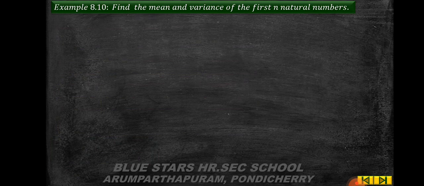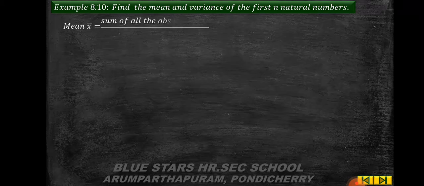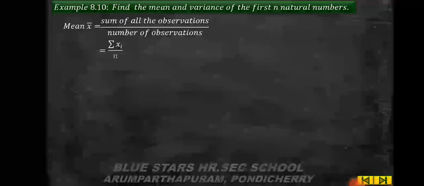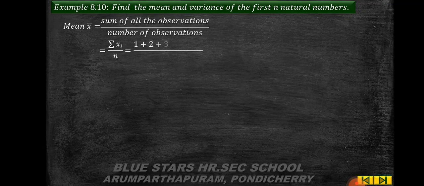Example 8.10. Find the mean and variance of the first n natural numbers. It is very important and it is easy too. First you have to find the mean. So x bar is equal to sum of all observations by number of observations, which is equal to summation xi by n, which is equal to 1, 2, 3 etc. up to n by n.